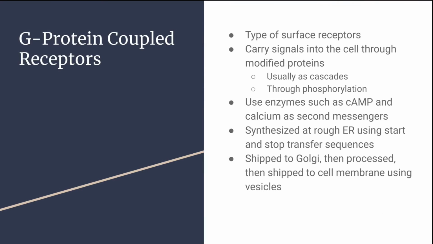Alright, so now we'll move on to the topic of G protein coupled receptors. These are a type of surface receptors that carry signals into the cell through modified proteins. These usually occur as cascades, and they usually happen through phosphorylation. They use enzymes such as cyclic AMP and calcium as second messengers. G protein coupled receptors are synthesized at the rough ER using start and stop transfer sequences. They're shipped to the Golgi, then they're processed, and then shipped to the cell membrane using vesicles.